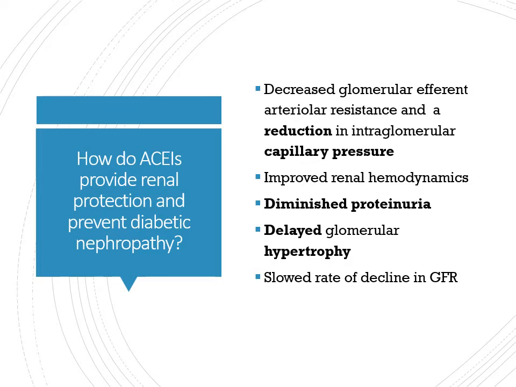So how do they provide renal protection and prevent diabetic nephropathy? They can cause a diminished proteinuria, which will delay glomerular hypertrophy, and so they can slow the rate of decline of the GFR. So there's decreased arterial resistance in the kidney along with reduction in the capillary pressure in the glomerulus, and that's how it reduces the proteinuria and the decline in GFR.